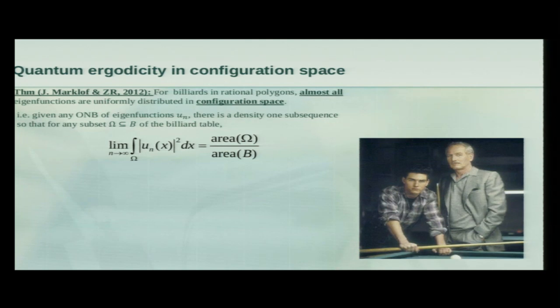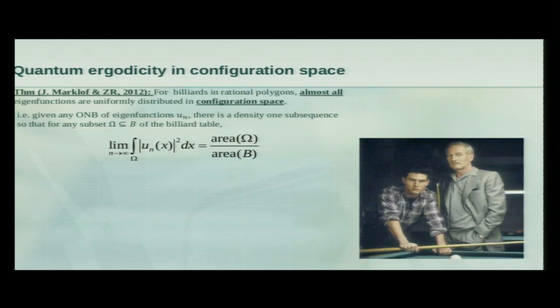So what Jens Marklof and I realized a couple of years ago is that even though the motion is not ergodic for a rational polygon, if you're naive, if you don't know what quantum ergodicity means in the sense of phase space, but just think of configuration space, like I did in my youth, then you still have quantum ergodicity there. That is, if you take any observable which is independent of the momentum, just depends on the position, and compute the expectation values, you will recover the phase space average.